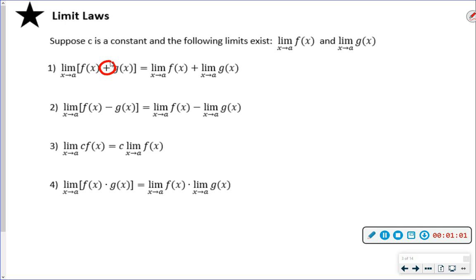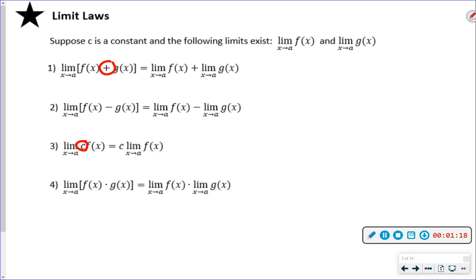Same with subtraction. You could subtract the functions, which could lead you to some algebra and some simplifying, or just do the limit of each function separately and subtract the overall final answers, okay? Same thing here. Now, see all these letters representing just a constant.